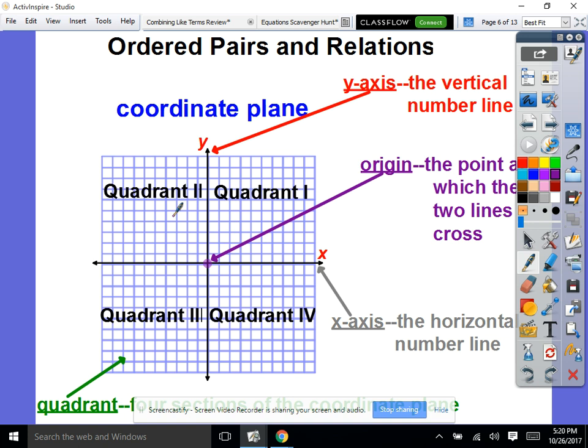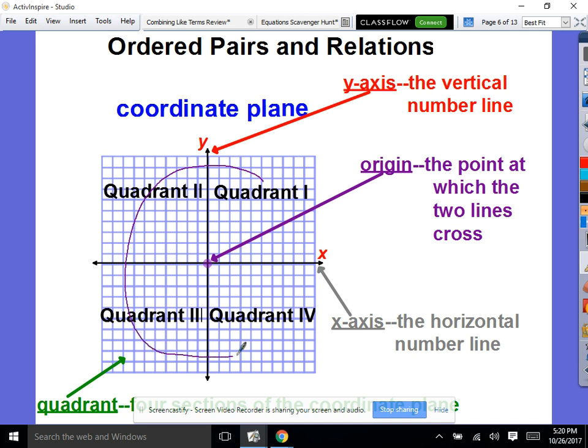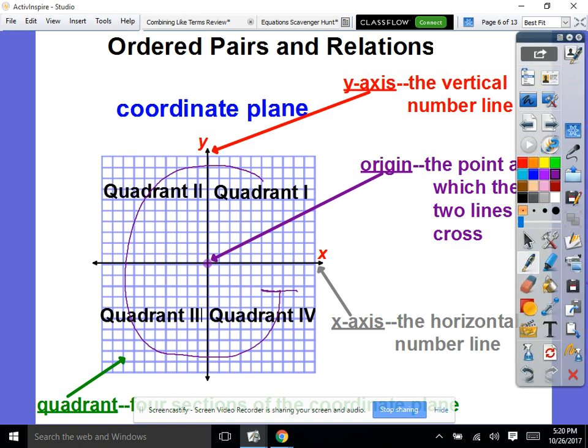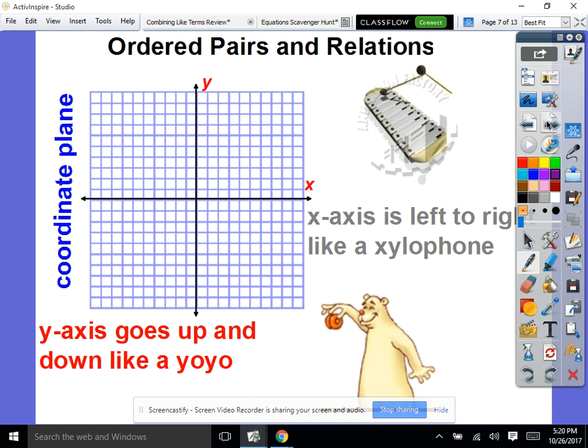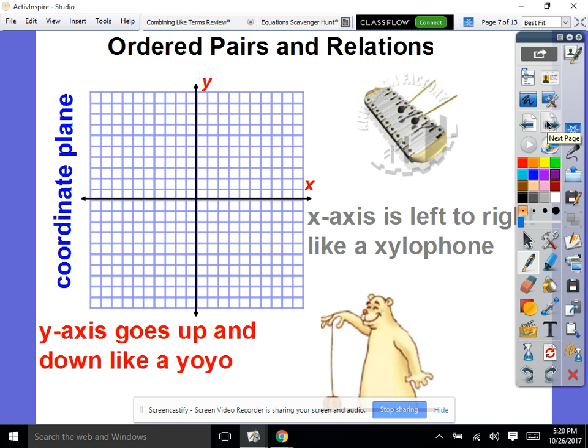Now, if you ever forget which quadrant is which, you can draw a big C for coordinate plane, or you can draw a big G for graph, whichever one you remember. If you draw it starting in quadrant 1, it takes you to quadrant 2, quadrant 3, and to quadrant 4. So if you draw a big G or a big C, that will take you through your quadrants in order. You need to remember that the y-axis goes up and down like a yo-yo, and the x-axis is left to right like a xylophone.